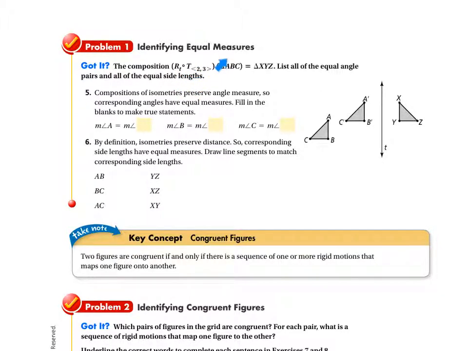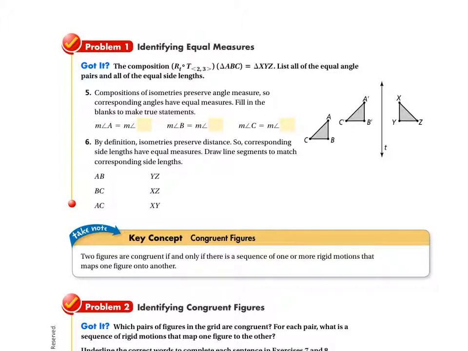So, they're telling you right here that this is the preimage, and then this is the image. So you're going to start with triangle ABC, and you're going to end up with triangle XYZ. And notice that they started with ABC, that they have this A prime, B prime, C prime, because that's the interim step. And then they've got this. So this is your translation of 2 to the right and 3 up, and then they reflected it over this line T. And so we end up with this image.